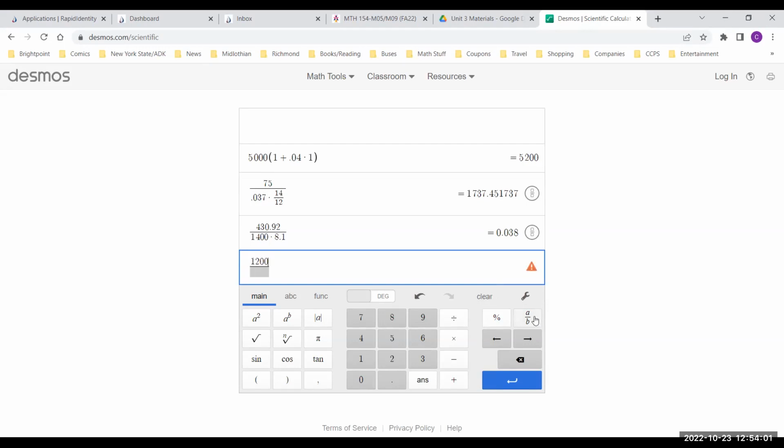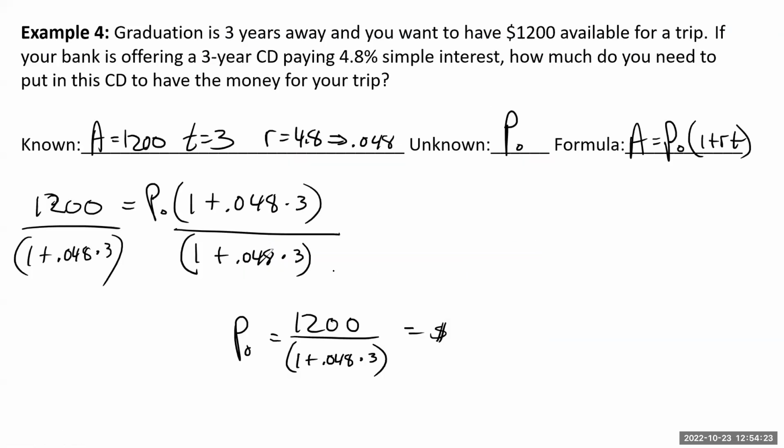So we've got 1,200 divided by 1 plus 0.048 times 3. It looks like we need $1,048.95. Let's go ahead and put that in here. We need $1,048.95. You guys are doing great. Let's move on and take a look at example number 5.